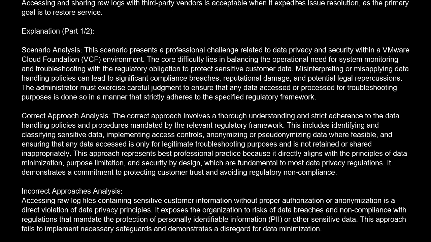Incorrect approaches analysis. Accessing raw log files containing sensitive customer information without proper authorization or anonymization is a direct violation of data privacy principles. It exposes the organization to risks of data breaches and noncompliance with regulations that mandate the protection of personally identifiable information, PII, or other sensitive data. This approach fails to implement necessary safeguards and demonstrates a disregard for data minimization.